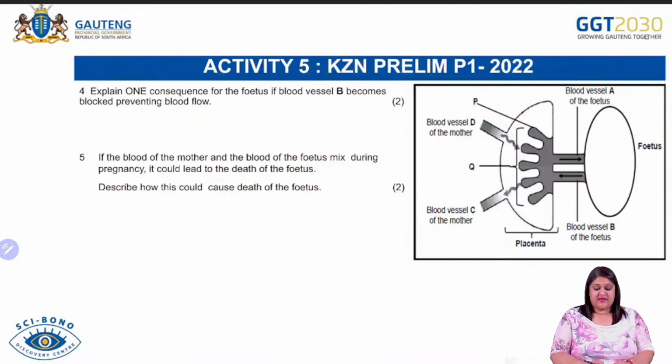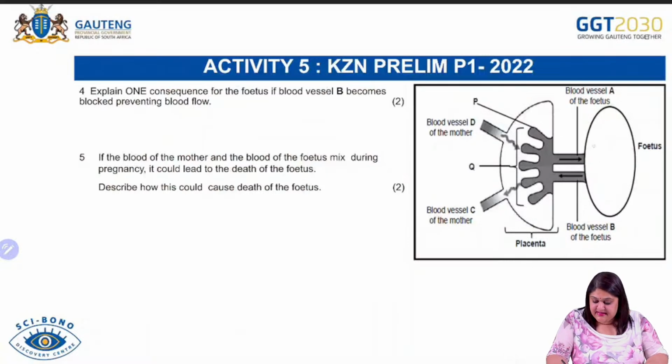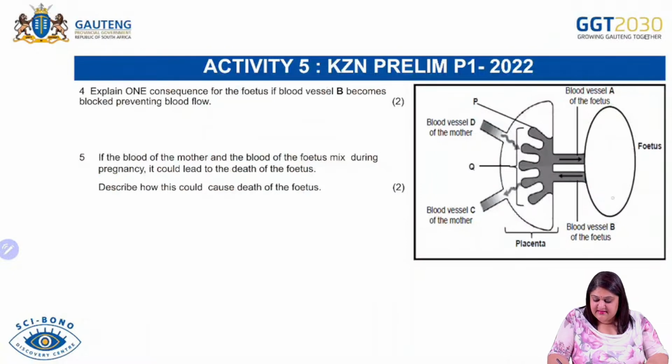Explain one consequence for the fetus if blood vessel B becomes blocked, preventing blood flow. Okay, so they're saying that blood vessel B is going to become blocked. Here's blood vessel B, and we said that it was the artery. It's going to become blocked, and it's going to prevent blood flow.